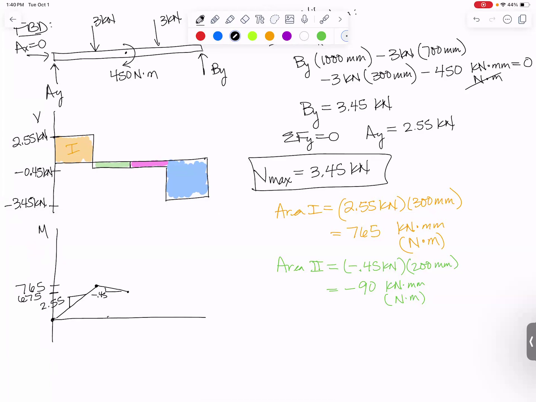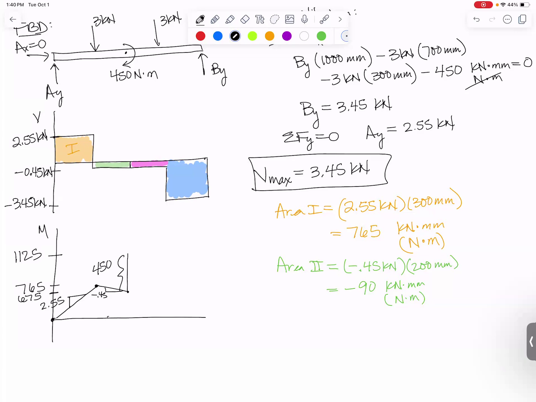We were at 765. We've dropped a little. Now we have a point couple. And that couple, because it is clockwise, is going to make this jump upward by 450. So this jump needs to be exactly 450. I was at 675, so I add 450 to that, and I end up at 1125 Newton meters or kilonewton millimeters.